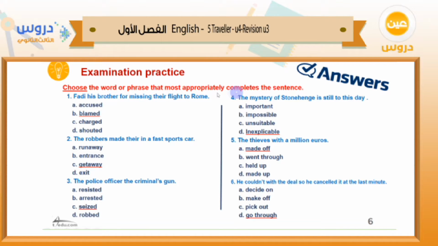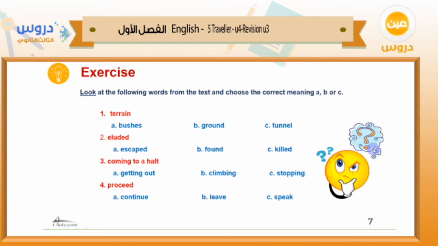Here we go with the right answers. For number 1, blamed is the right answer. Number 2, getaway is the right option. Number 3, seized is the right option. And number 4, D, inexplicable is the right word. And the right answer for number 5, made off. And the last sentence, D is the right option, go through.